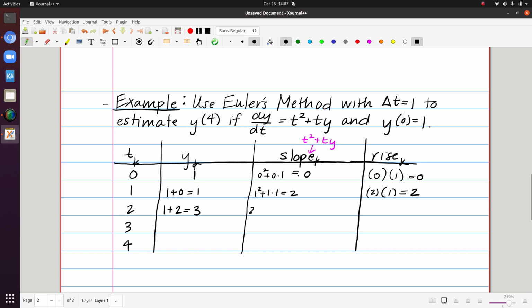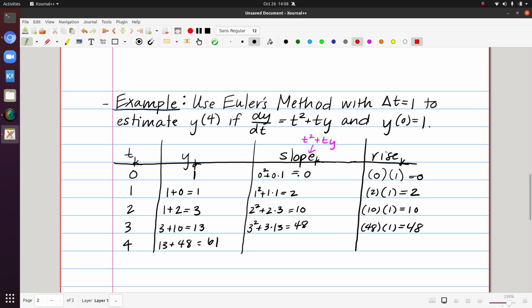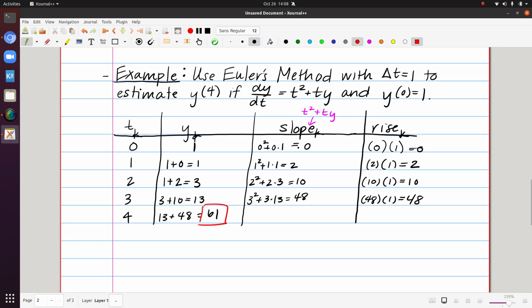Here t is 2, so we have 2 squared plus 2 times 3. I get 10, and of course 10 times delta t is still 10. My y value is now 3 plus 10, or 13. And computing the slope now, we have 3 squared plus 3 times 13. And that's going to give us 48. 48 times 1 is 48. And now finally I take the 13, I add 48 to it, and I get 61. And again, that is going to be the requested approximation.